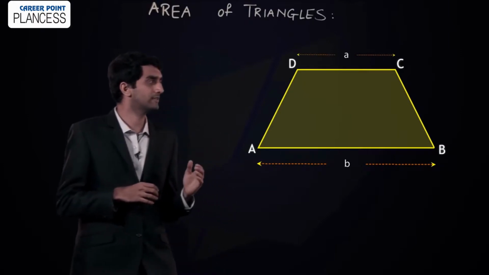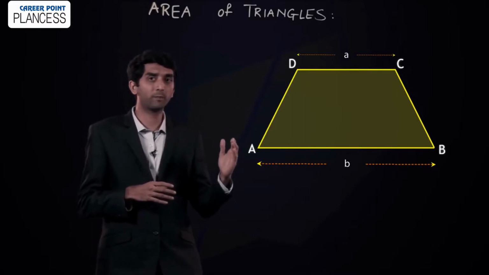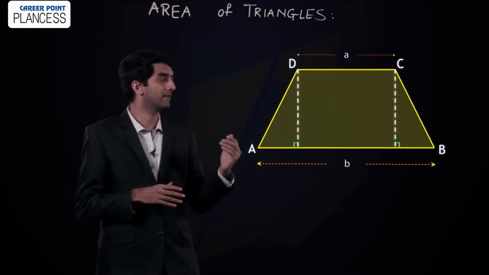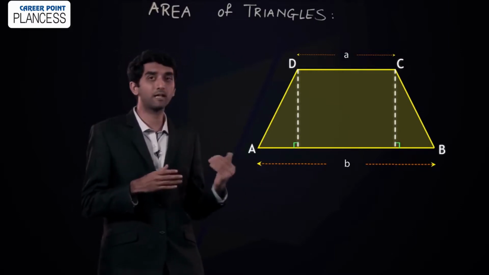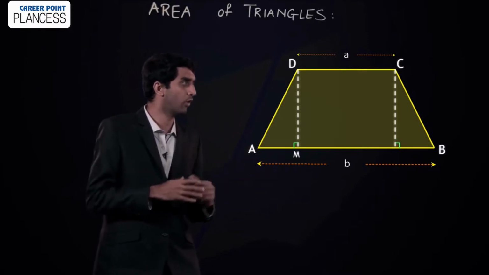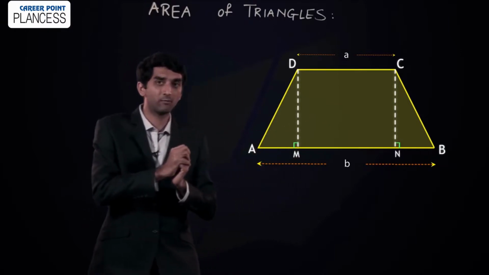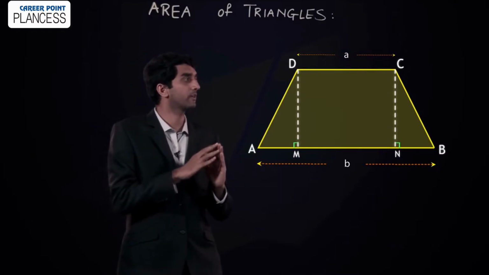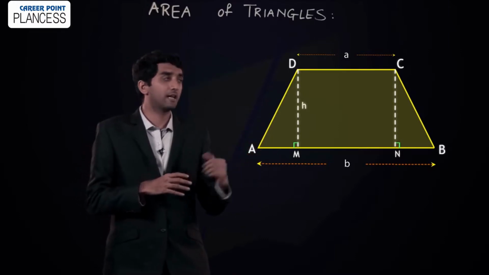And let us take the perpendicular height. Let's drop perpendiculars from points C and D onto the base AB. Let the perpendicular from D on AB be at point M, as you can see, and the other perpendicular from C onto AB be at point N. So this is the diagram of the trapezium which we are talking about. CD is small a, AB is small b, and h is the height.